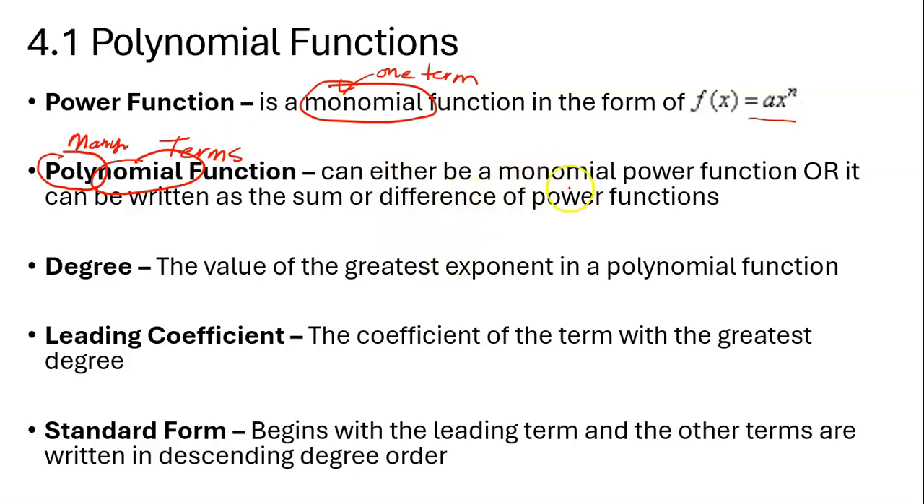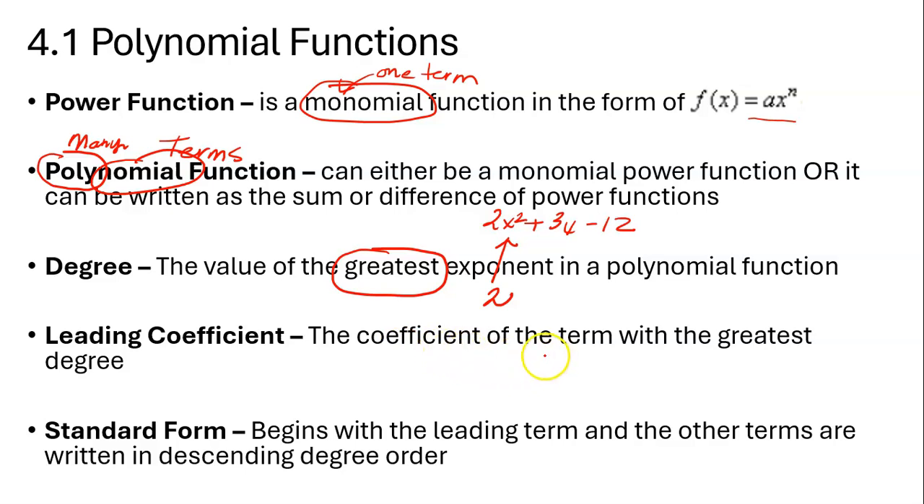It says it can either be a monomial power function, or it can be written as the sum or difference of power functions. When it talks about that, it's talking about something like 2x squared plus 3x minus 12, or something to that effect. That's a polynomial, okay? The degree of a polynomial is the value of the highest or largest exponent. So for my example, the degree would be 2 because that's the highest exponent.